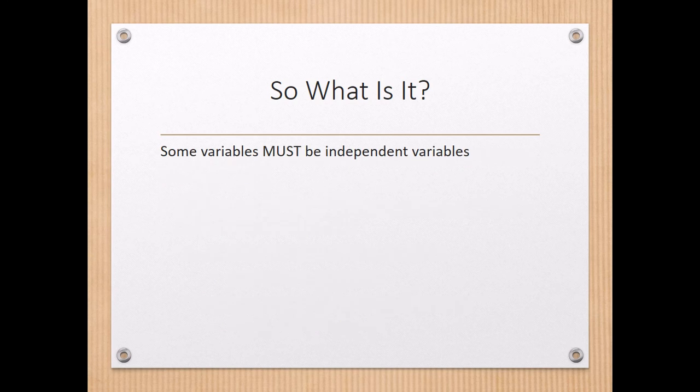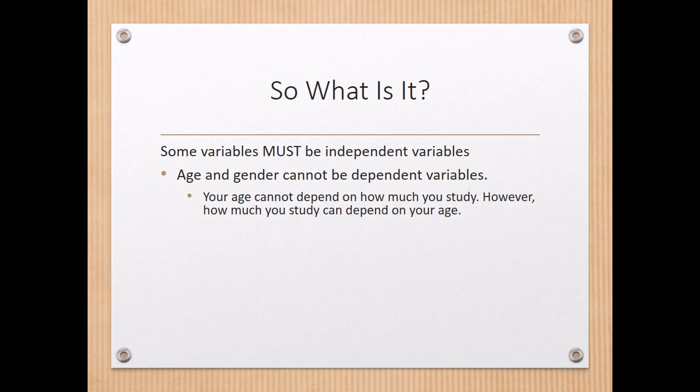Now, some variables must be independent variables. For example, age and gender cannot be dependent variables, and I'm going to explain why. Your age can't depend on how much you study. However, how much you study can depend on your age.